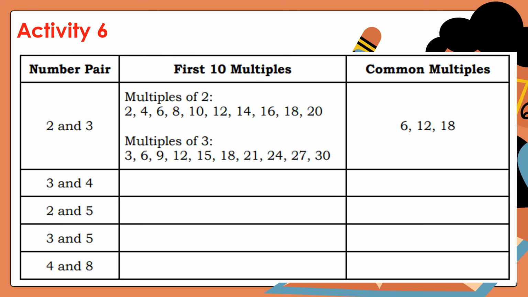Number pair 2 and 3. First 10 multiples. Multiples of 2: 2, 4, 6, 8, 10, 12, 14, 16, 18, 20. Multiples of 3: 3, 6, 9, 12, 15, 18, 21, 24, 27, and 30. Therefore, their common multiples are 6, 12, and 18.